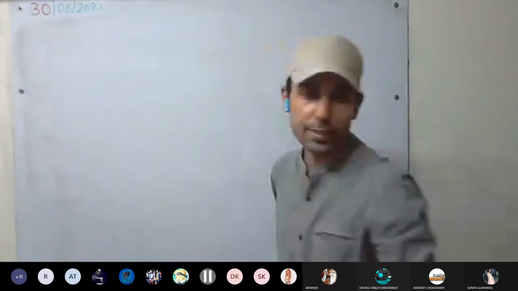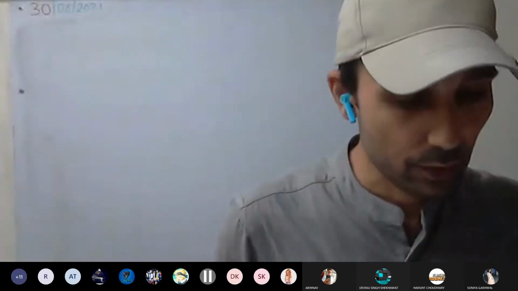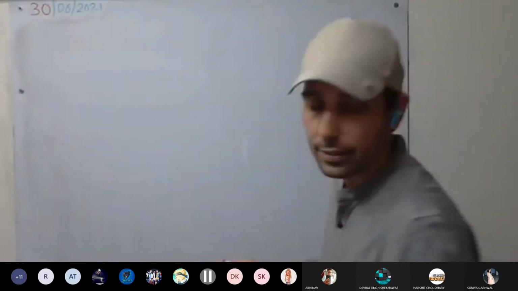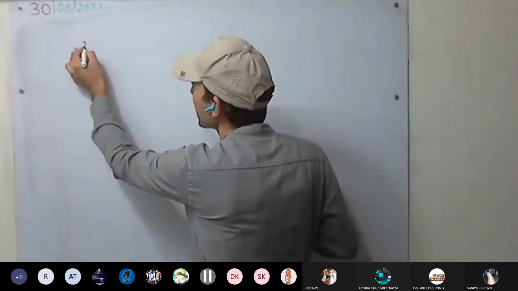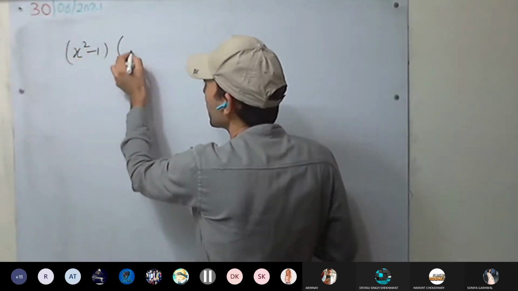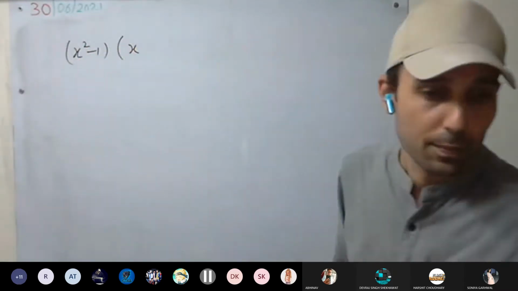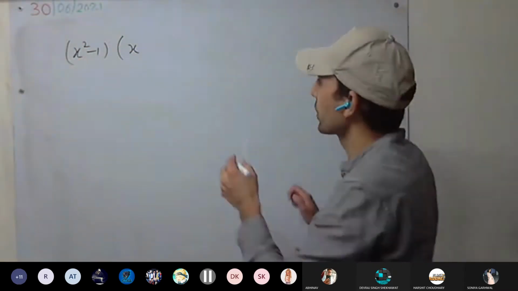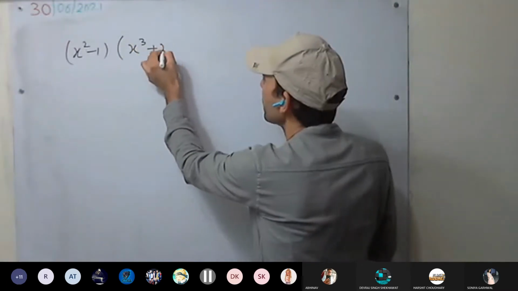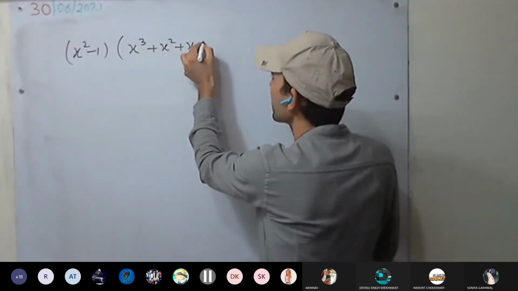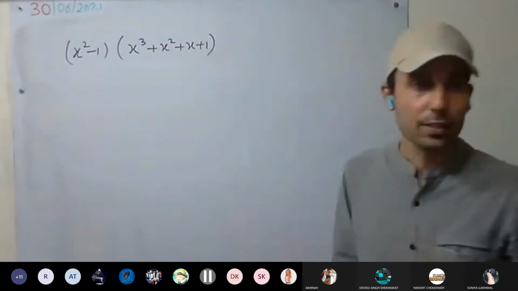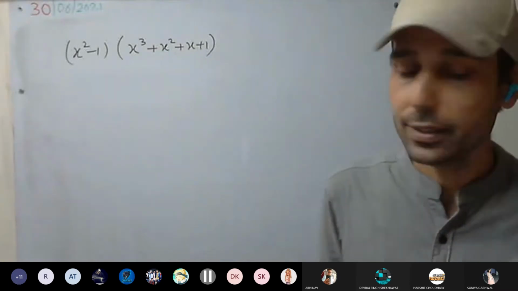Is the second term missing? The x term in the second term is missing. So yes, see here, I'm writing the question like this: x square minus 1 multiplied with x cube plus x square plus x plus 1. This is the question. These are the expressions we have to multiply.